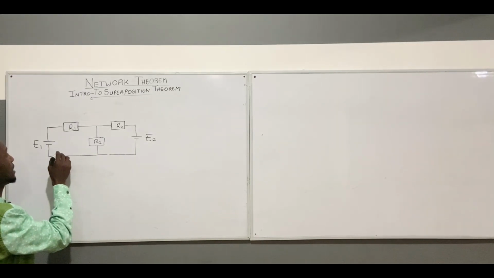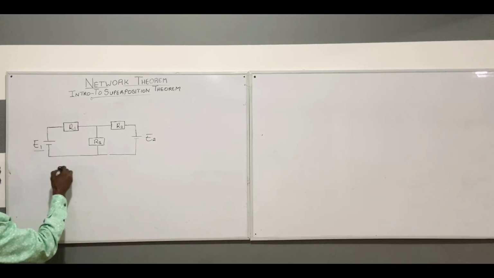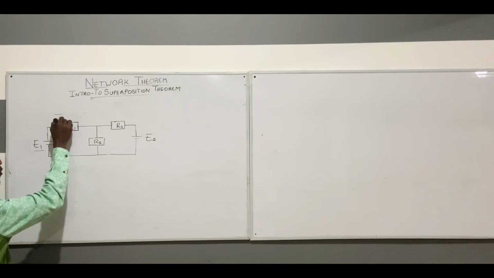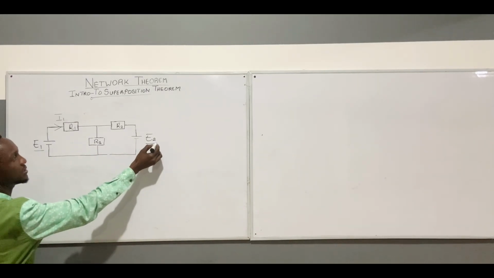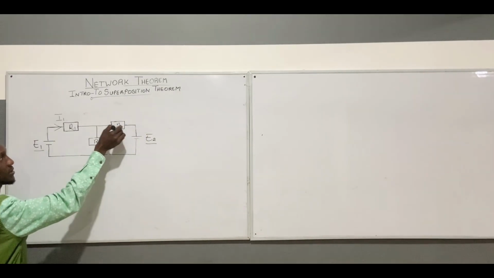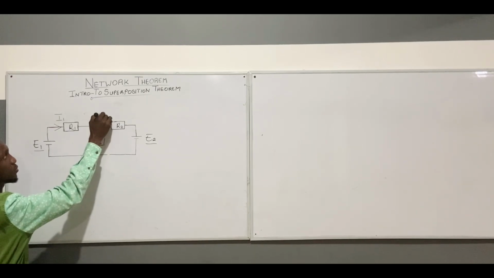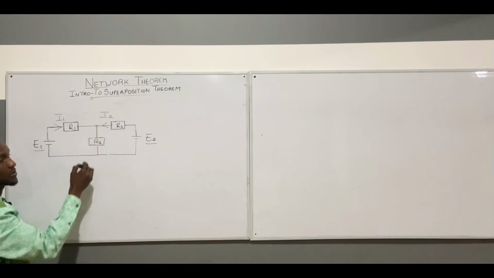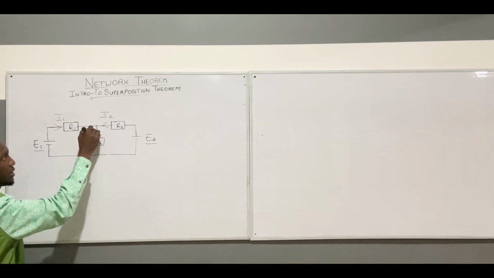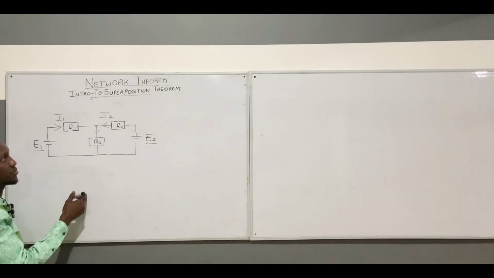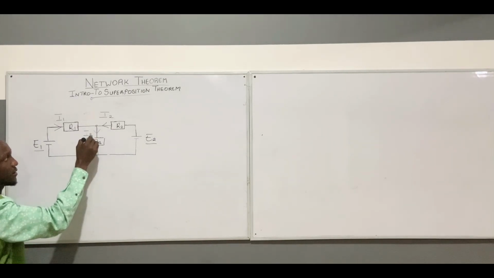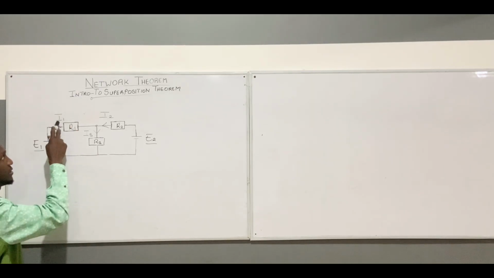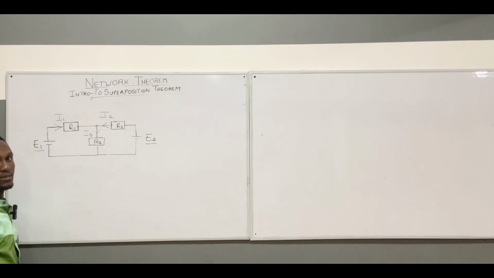Now to do that, let's assume that this E1 is supplying a current to this junction, and let's label this one I1. Now let's assume that this E2 is also supplying a current in this direction. So let's label this one I2. Now I1 and I2 will meet at this node. When they meet here, they will all come through this direction. So let's label this one I3. Now do you see, I've been able to label the branch currents I1, I2 and I3.